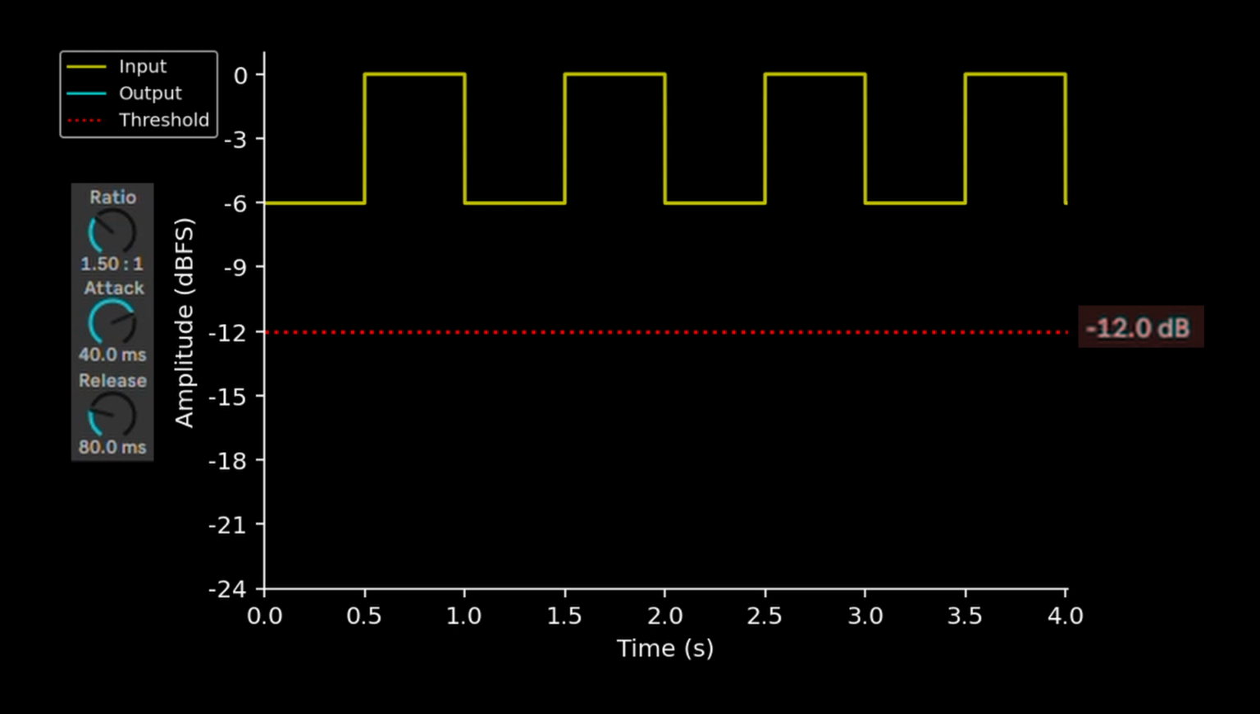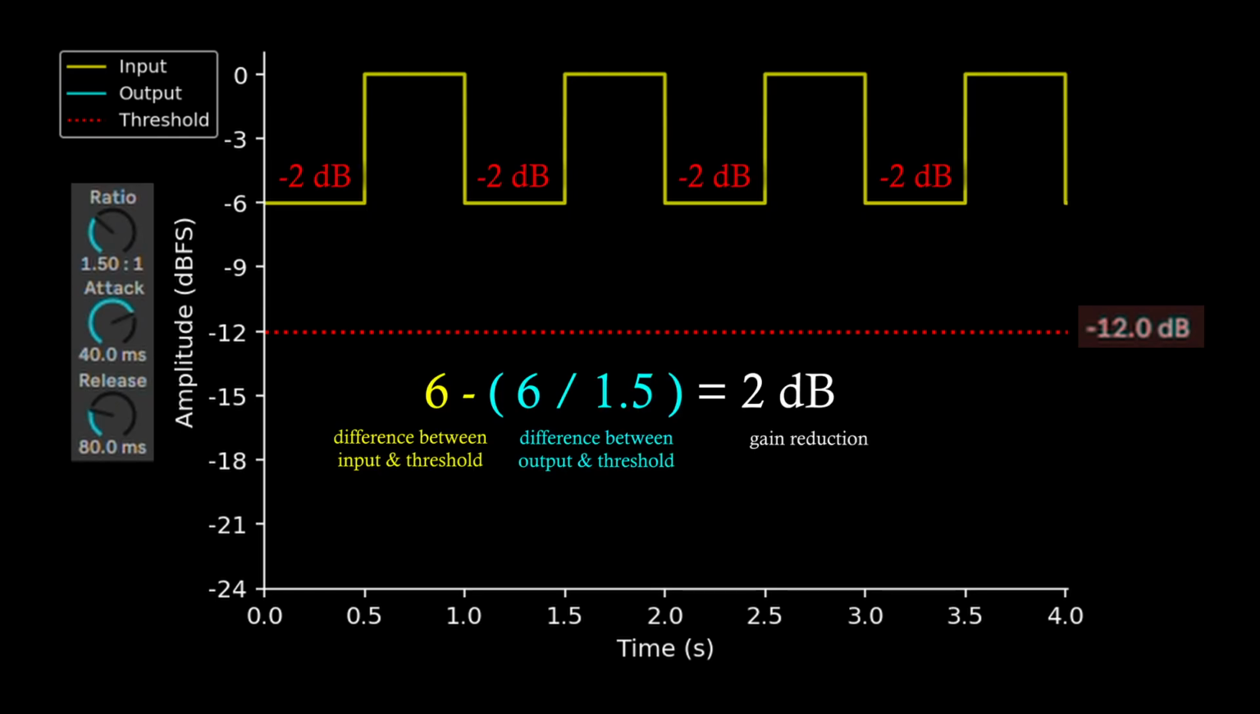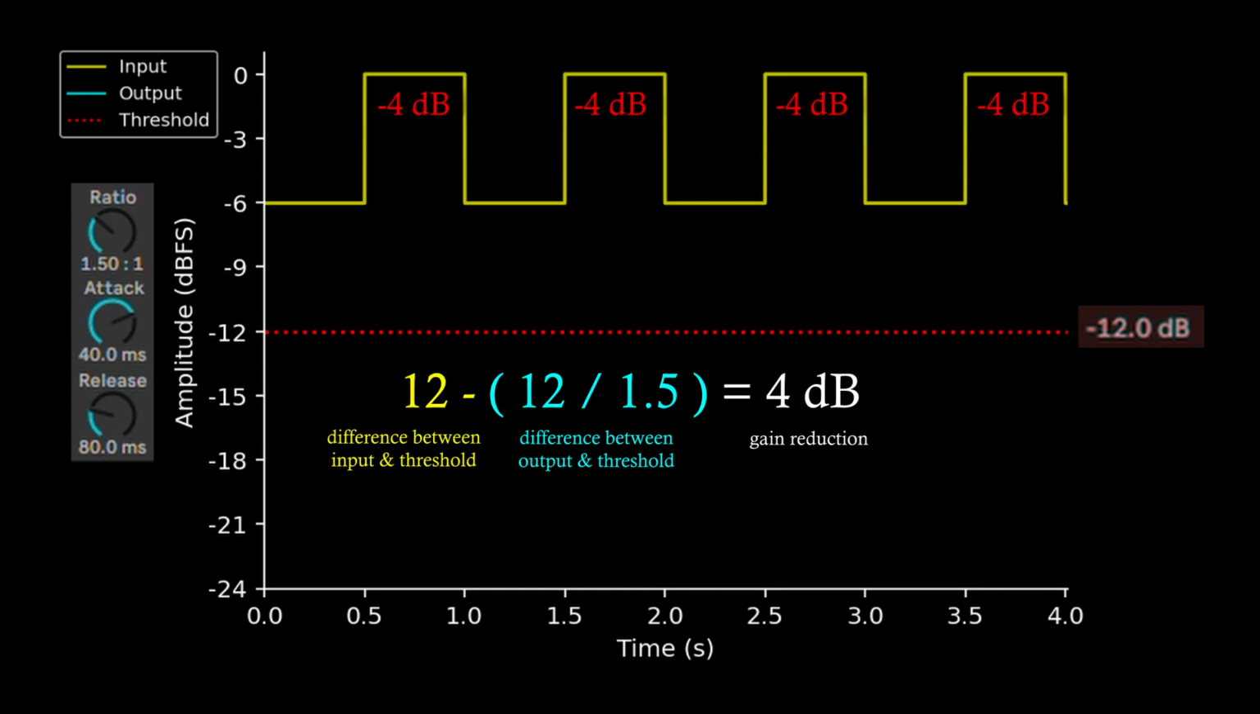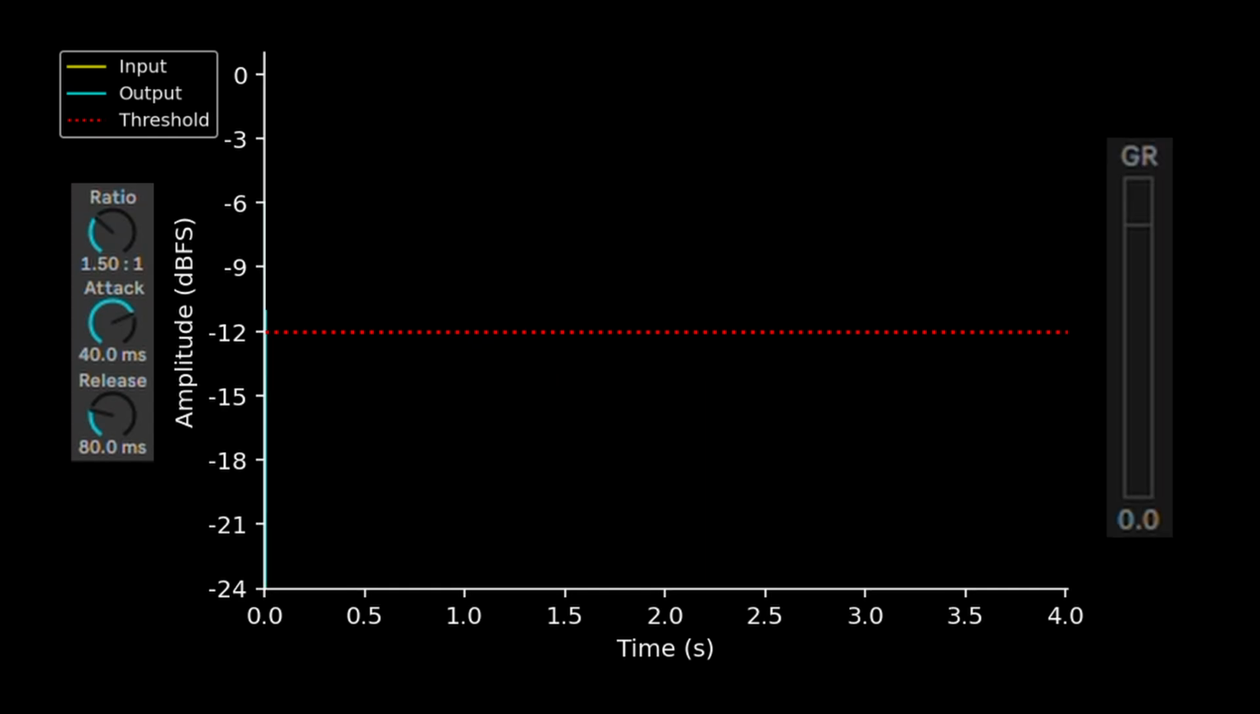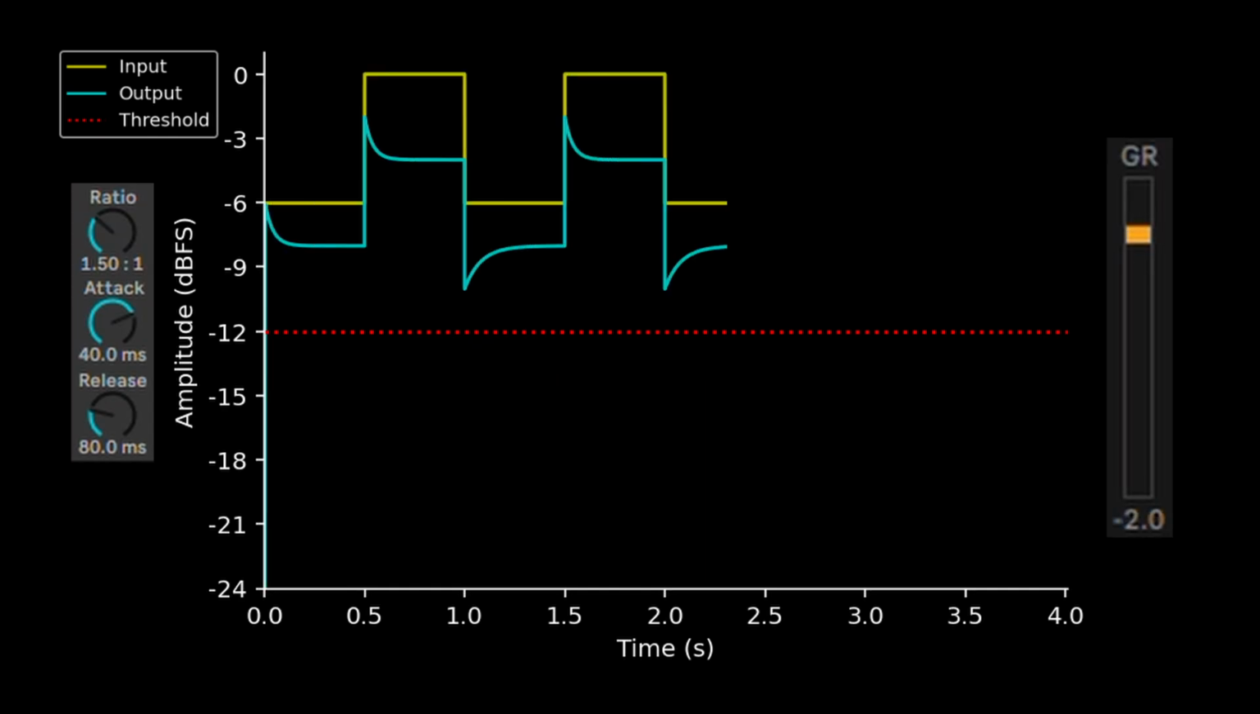With our threshold of -12 dB and ratio of 1.5, the parts of our input at -6 dB require 2 dB of gain reduction. The parts of our input at 0 dB require 4 dB of gain reduction. Let's see how the gain reduction changes over time as our input signal progresses.